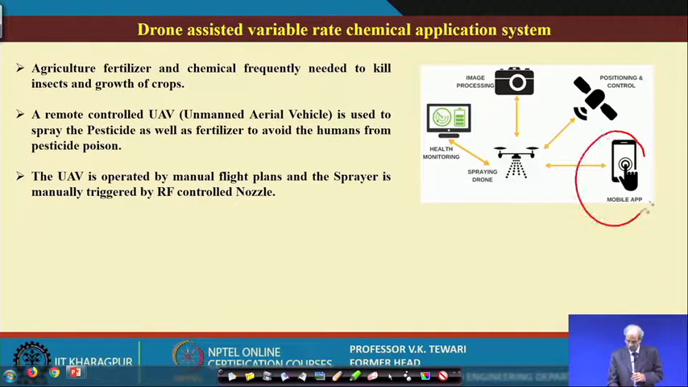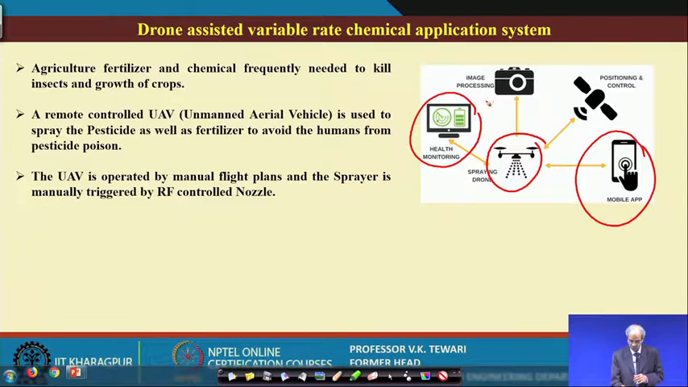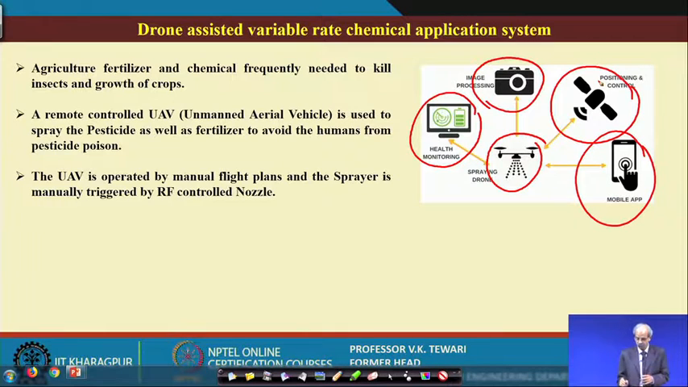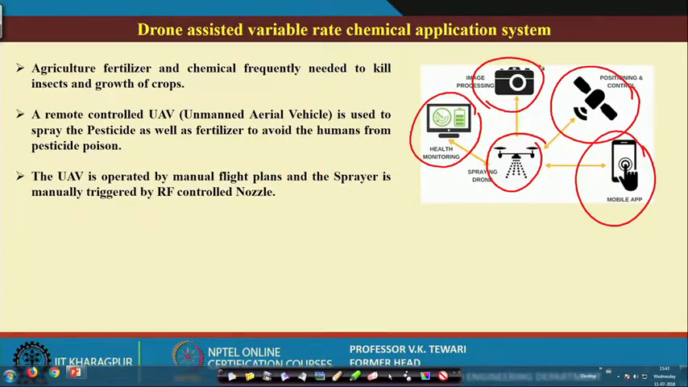It could be mobile app information that we want to give, and this is the spraying drone over here. Then health monitoring, which is possible, and then image processing. So, you should have a camera which will capture the images, and then those can be processed at the location, and position control, which gives the position of the drone. With these systems put together, the drone will help us in locating a place, getting information, getting it back to us, that information can be processed, and then after processing, the necessary task can be carried out with the help of the same vehicle.